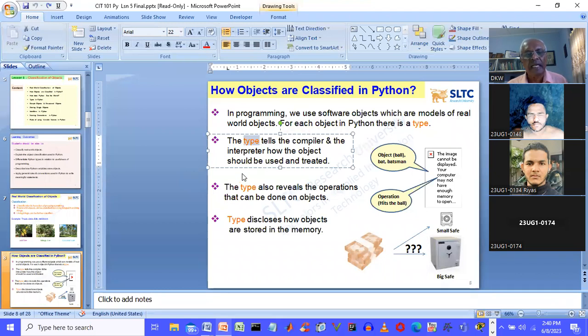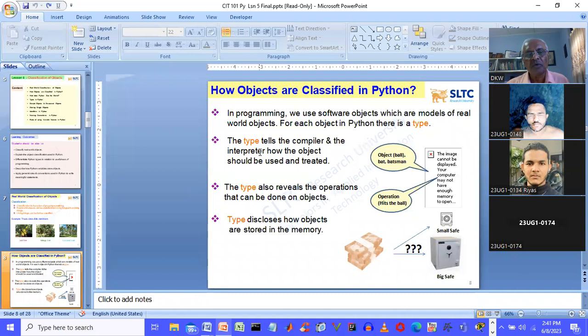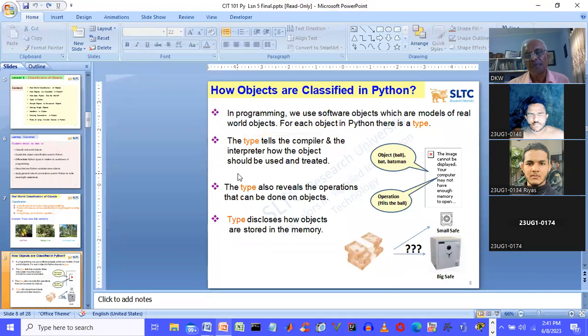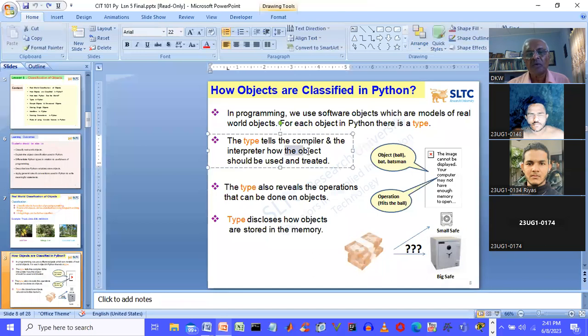The type gives you a very good introduction about the object, so that we can treat it as a known subject. The unknown subject, from the type we know, becomes a known subject. So Python has classified everything in the real world into something called a type. It has given types. We'll see later on what types are available also.